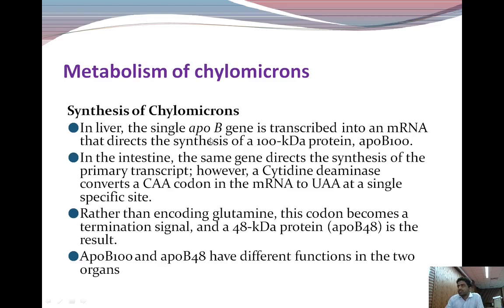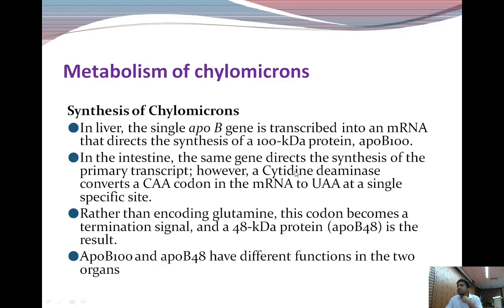So in liver, the single ApoB, this is what they are describing again. The single ApoB gene is transcribed into an mRNA. This is simple. If you read, you will understand this. That directs the synthesis of the 100 kilodalton protein, ApoB100. In the intestine, the same gene directs the synthesis of a primary transcript. Primary transcript is basically mRNA. So the same gene is forming the same mRNA.